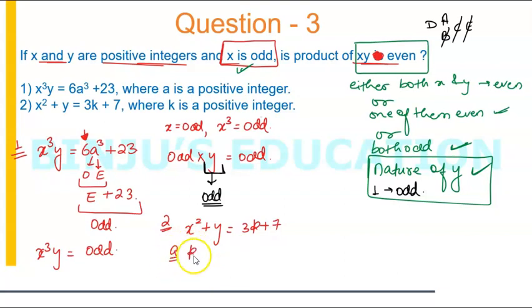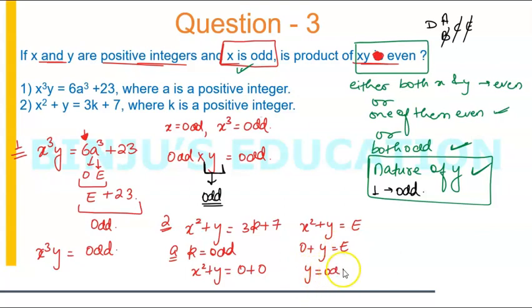When k is odd, you will have x square plus y is equal to odd plus odd, which will give you x square plus y is equal to even. Now x is odd, which means its square will automatically be odd. So odd plus y is equal to even, and that can only happen when y is odd. Now this is only the first case.